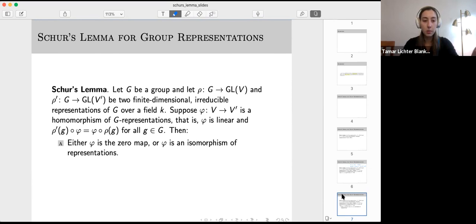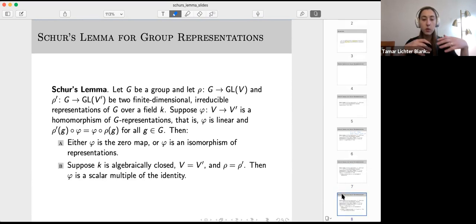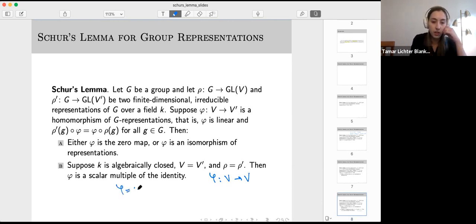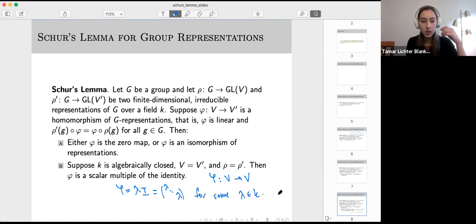But there is also a common part B, which is that if you take your field to be algebraically closed, and now you have phi mapping from the same representation back to itself, then phi is actually a scalar multiple of the identity. So phi is equal to lambda times the identity, which as a matrix would be a diagonal matrix of lambdas, for some lambda in the field. Okay, so that's the second fact.